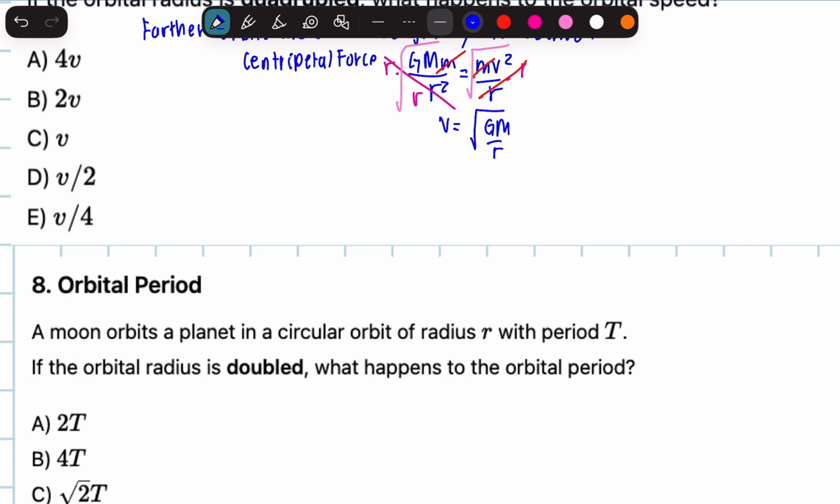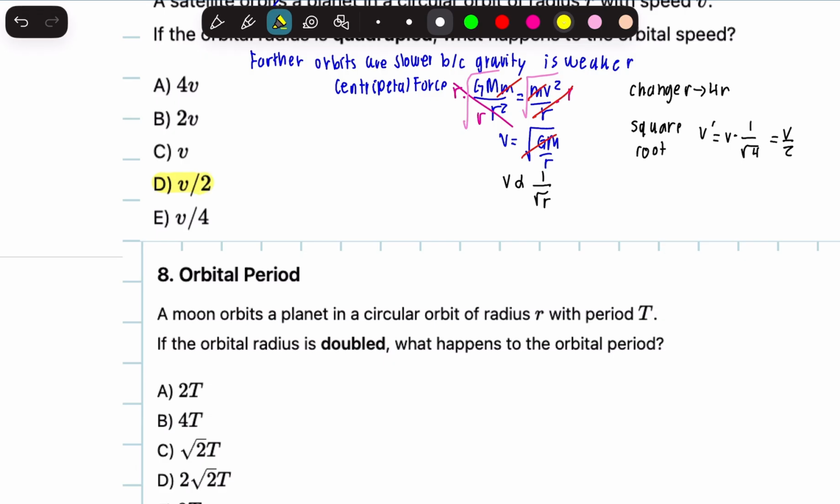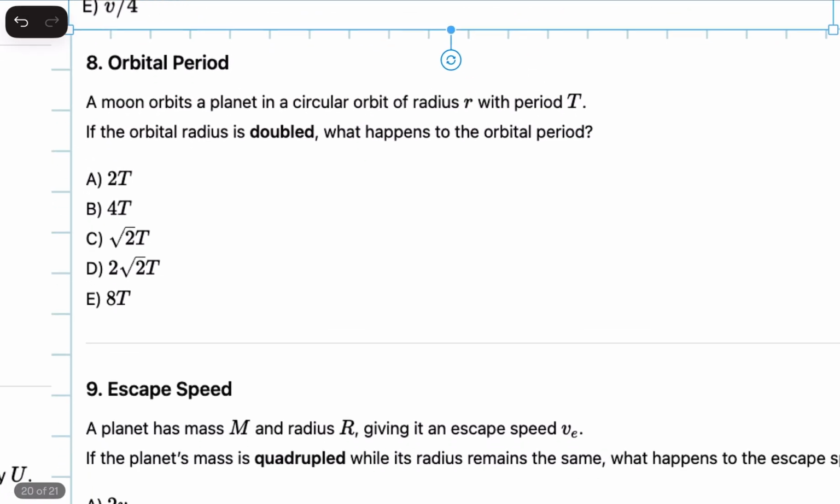So now to get the proportional form of this, that's just v is proportional to 1 over the root of r, because again those are going to be constants. And now we have to change r into 4r, and we're going to apply the square root, which is essentially going to be the main thing in this relationship. v prime is just v times 1 over the square root of 4, and that's just going to be v over 2, so it's actually halved. So that's D.